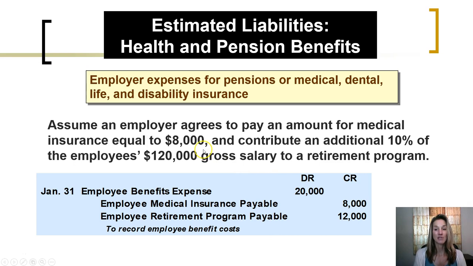So the $8,000 medical insurance and 10% of the gross salary, or $12,000, $20,000 is the benefits expense. The liability is the $8,000 for the medical insurance and the $12,000 liability for the retirement program payable.